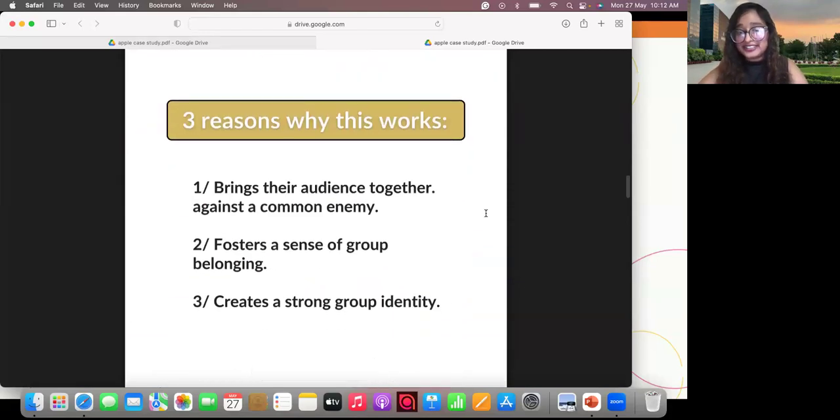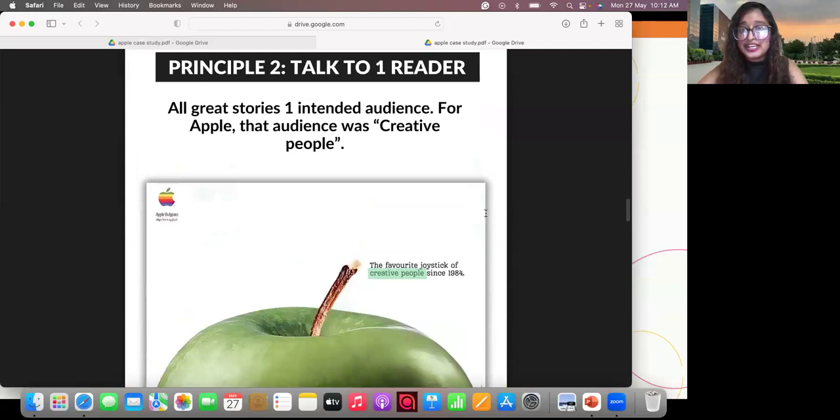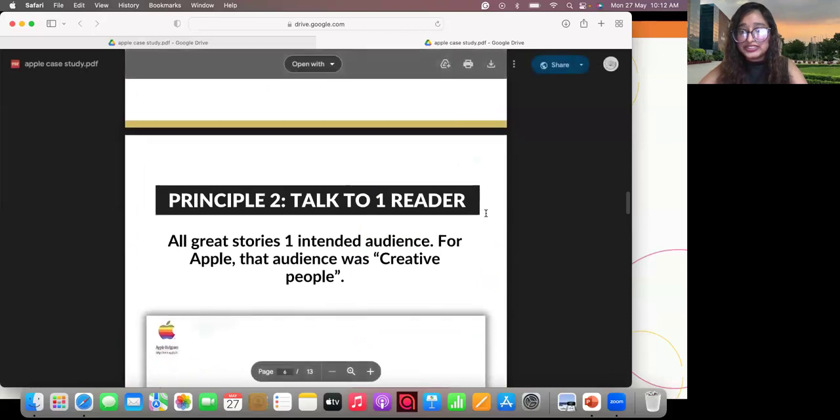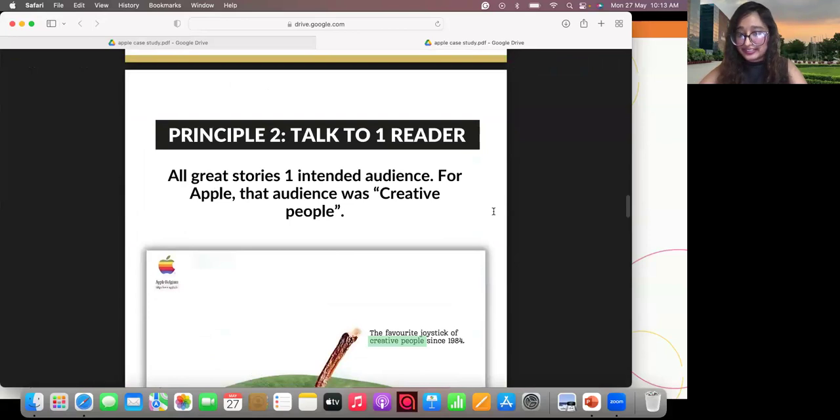Three reasons why this works. First, bring their audience together against a common enemy. Second, foster a sense of group belonging. And third, create a strong group identity. Second point that they used was talk to the reader or talk to the customer. They always had these stories in which they wanted to get the customer. You know how Apple created an audience where they referred to people who use us as very creative people.